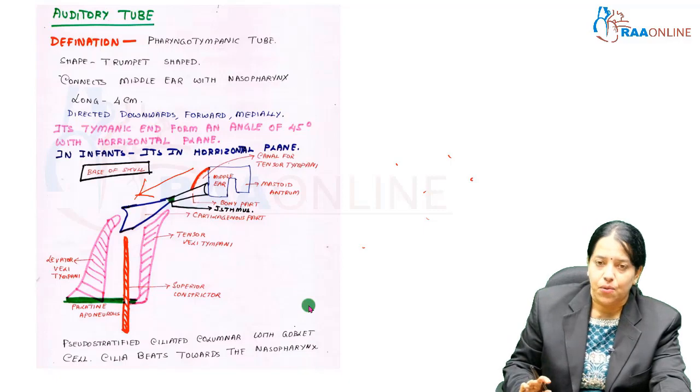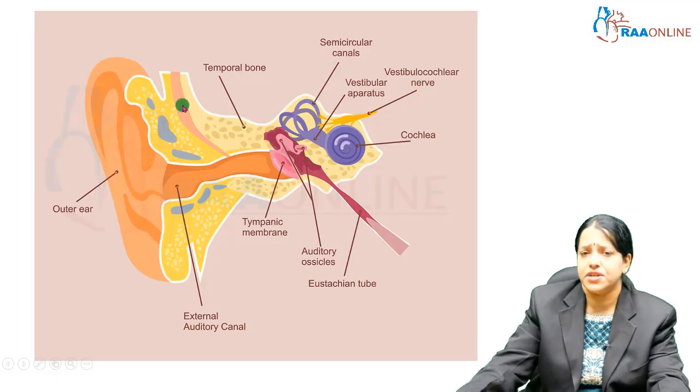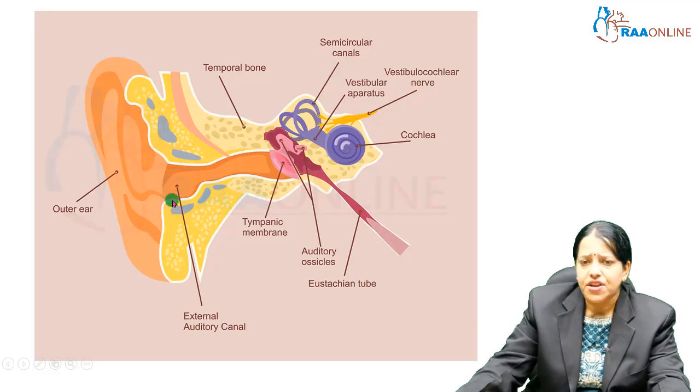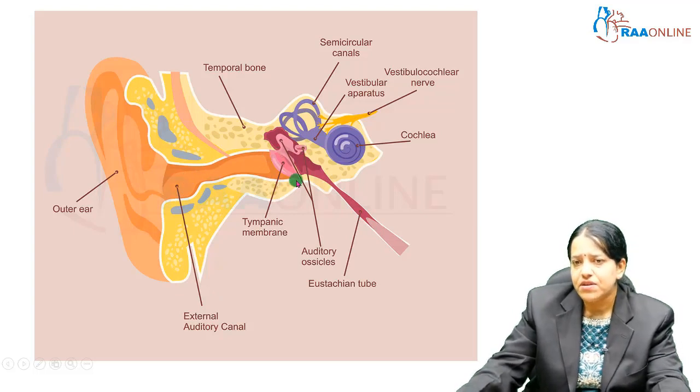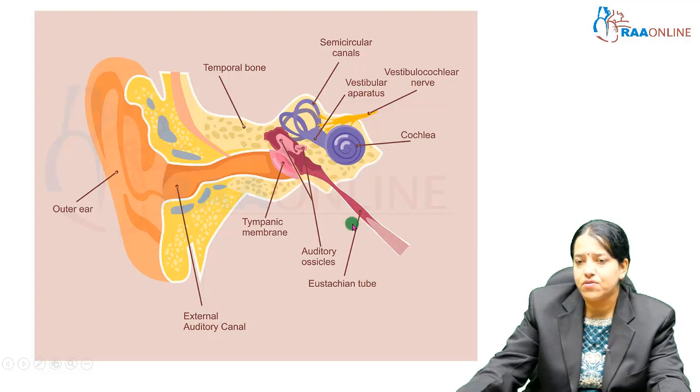Now you can see over here this is the ear, and you have the external acoustic meatus and the tympanic membrane. This is the middle ear cavity, and this is the bony part of the eustachian tube, and this is the eustachian tube which will go and open in the nasopharynx. This is how the middle ear cavity is connected with the nasopharynx.